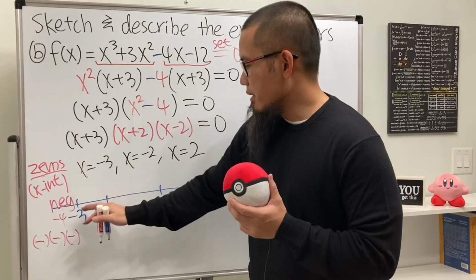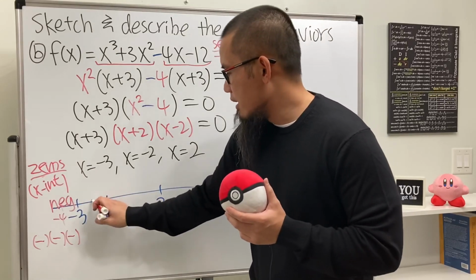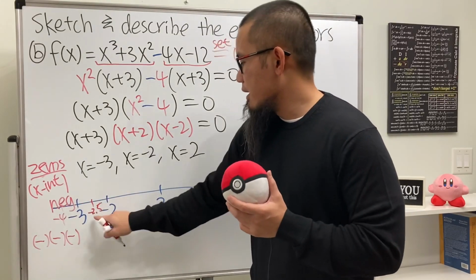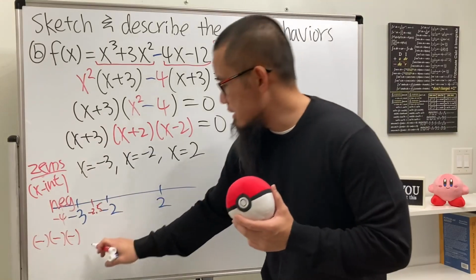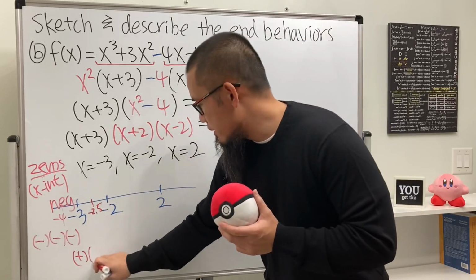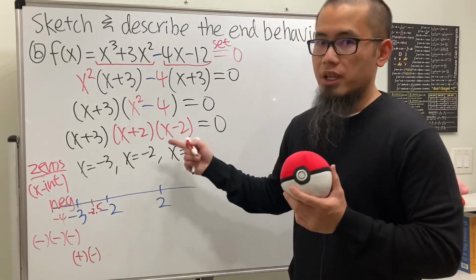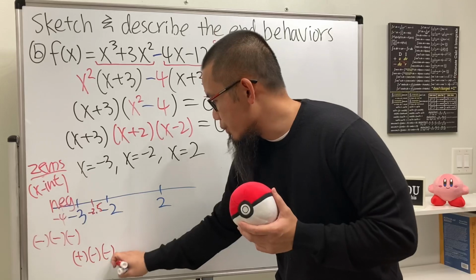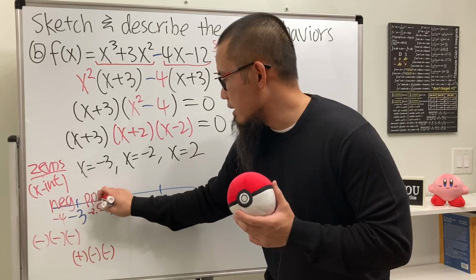Okay, next, pick a number between this and that. Let's say negative 2.5. And then put it here, we get positive. And then put it here, we get negative. And then put it here, we get negative. So altogether, we get positive for the second interval.